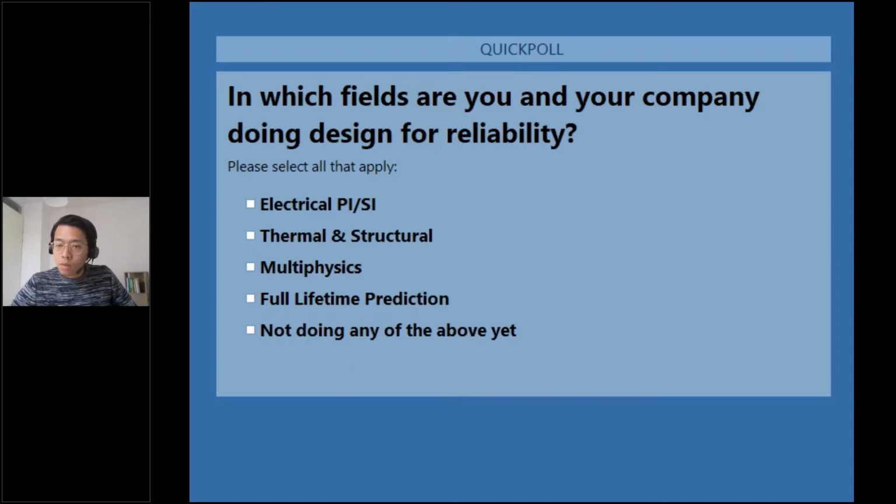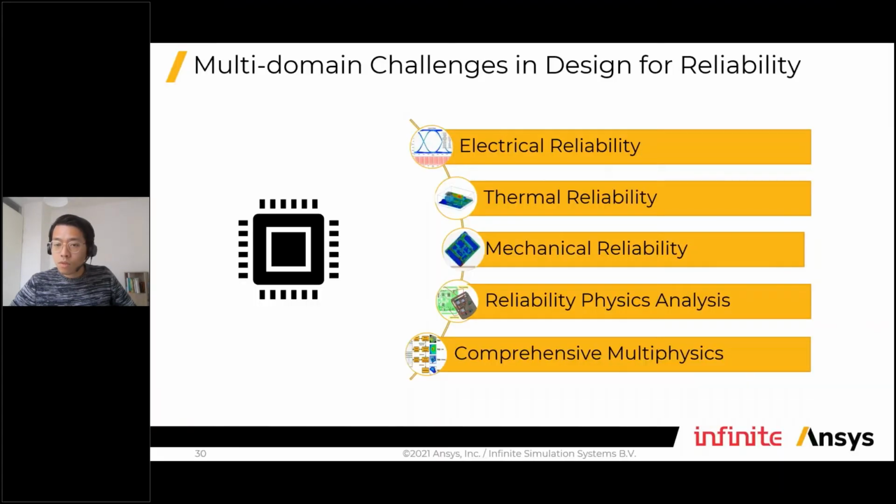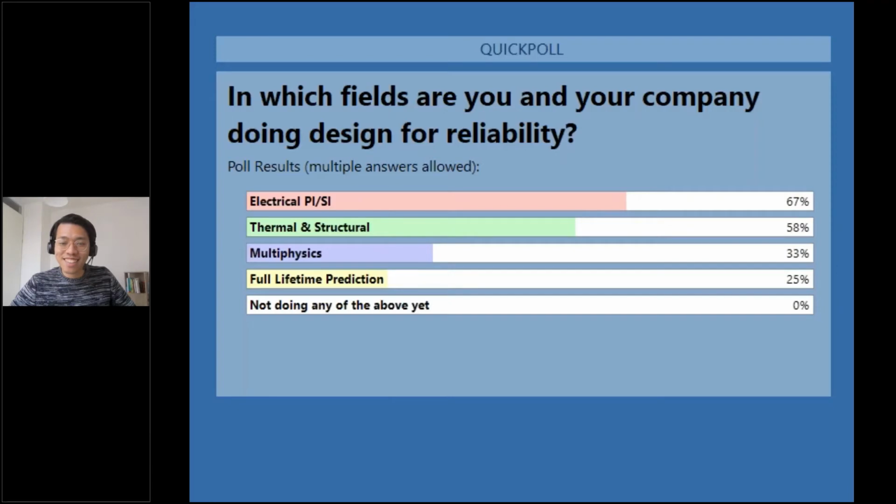So I see that some people have already voted. Let's just wait a little bit, a couple more seconds. Okay, I'm going to close it and let's look at the results. Oh, just a second. Yes.